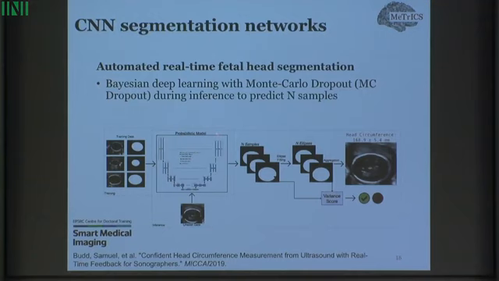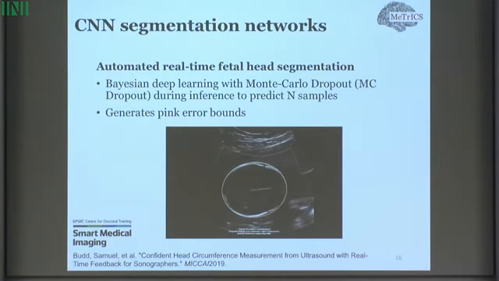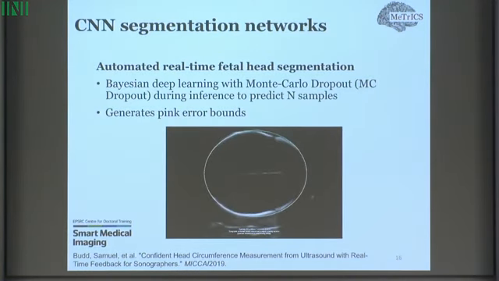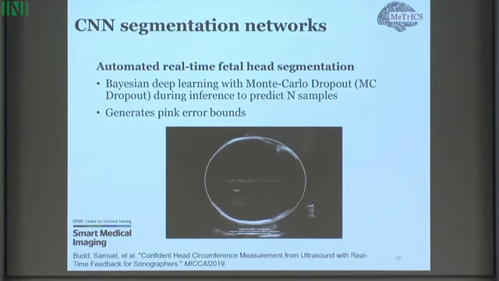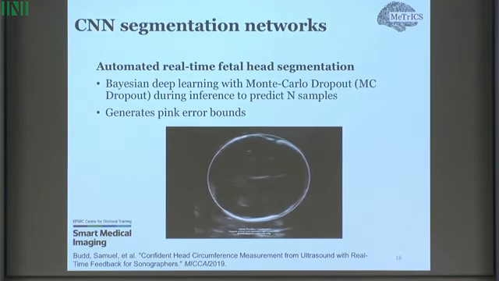It does this using a UNet, but with a Bayesian implementation. So it uses something called Monte Carlo dropout to randomly drop weights during inference to generate a series of samples, and from this we can generate error bars on the segmentation in real time, and this can guide sonographers towards obtaining measurements from optimal ultrasound views and thus reducing error of measurement.